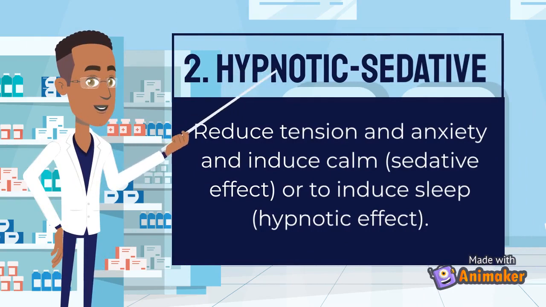The second classification of drugs, to which the barbiturates and the chloral hydrate belong, is the hypnotic sedative. Its main function is to reduce tension and anxiety and induce calm, its sedative effect, or to induce sleep, its hypnotic effect. The adverse effects associated with administering this type of drug include CNS depression, sedation, sleep, coma, and death.